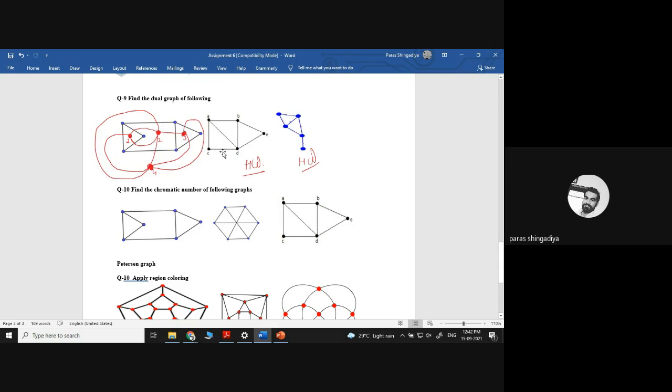Is there any confusion to anyone? Okay, just take a screenshot of this graph, questions 9, 10, 11, because that is not given in the assignment file. I added them as extra questions. Just take a screenshot of these 9, 10, 11.